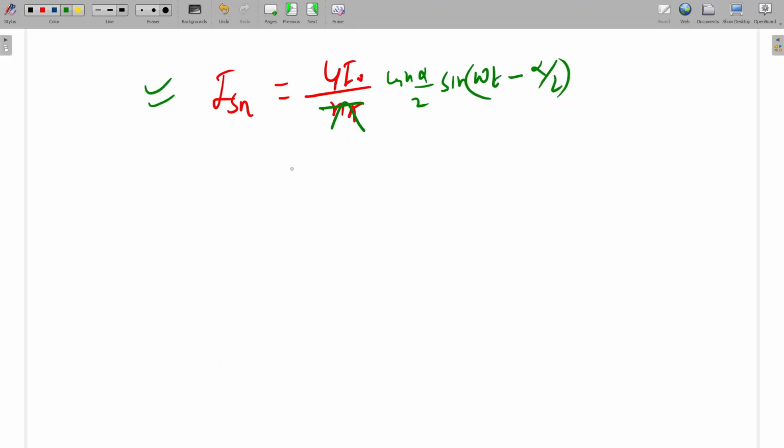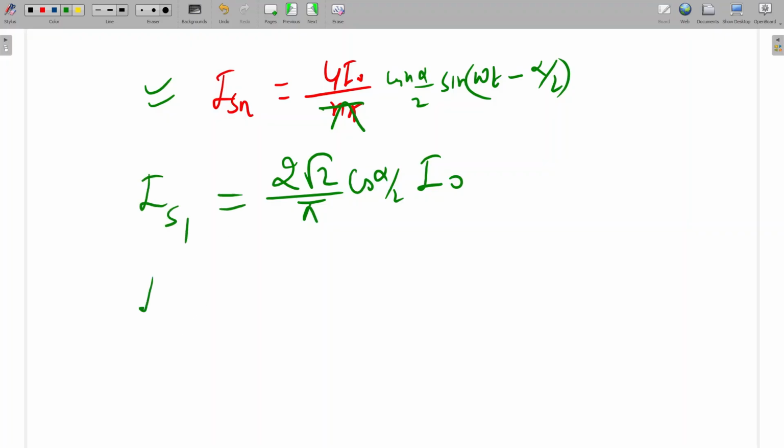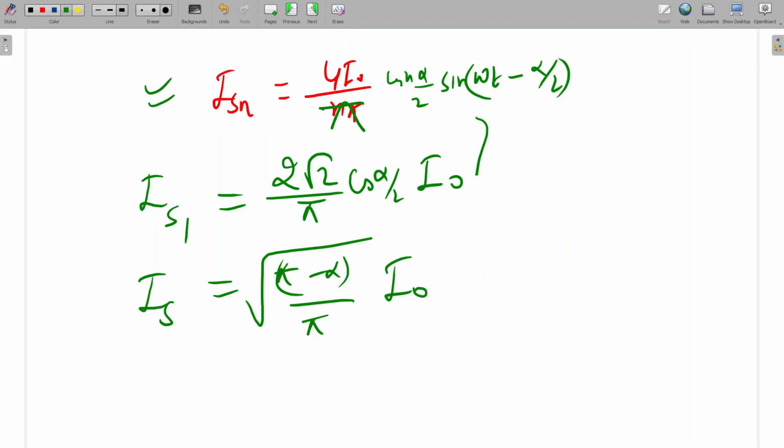What will be the RMS value? Divided by root 2, so 2 root 2 upon pi cos alpha by 2 times I naught. So this will be the fundamental source current. And what will be the RMS value of the current for all the configurations? Square root of pi minus alpha upon pi times I naught. These two formulas, no need to memorize.